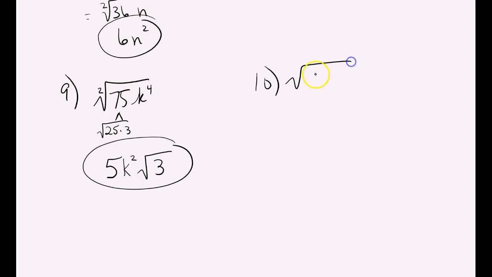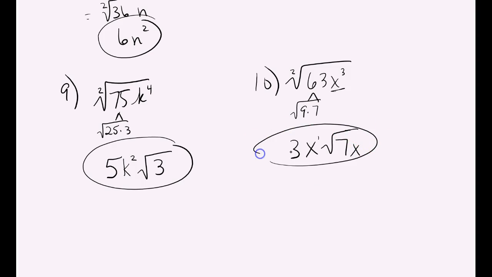Number 10, the square root of 63 x to the 3rd. So I'm going to make my little 2 there to make it easier. Now, 63, think of a number with a perfect square that goes into 63. Okay, 4 does not, 9 does though, right? Isn't that 9 times 7? Okay, so 63 is 9 times 7. The square root of 9 is 3. The square root of 7 is the square root of 7. Okay, now let's do the x part. 2 goes into 3 once, so it's x to the 1st, with a remainder of 1. So I leave 1 underneath. So 1 comes out and 1 stays underneath.